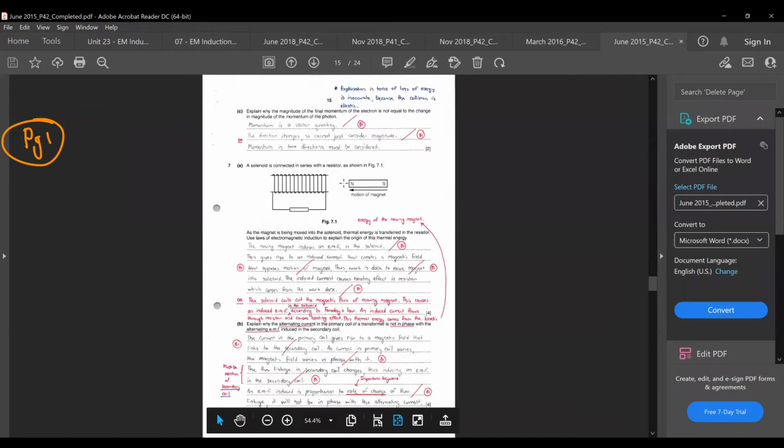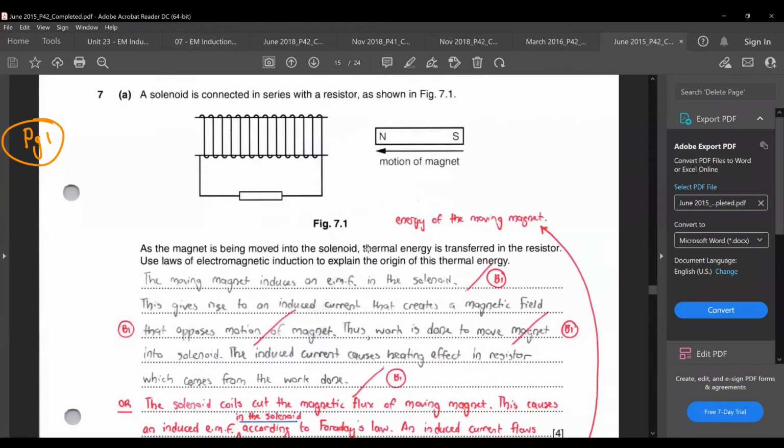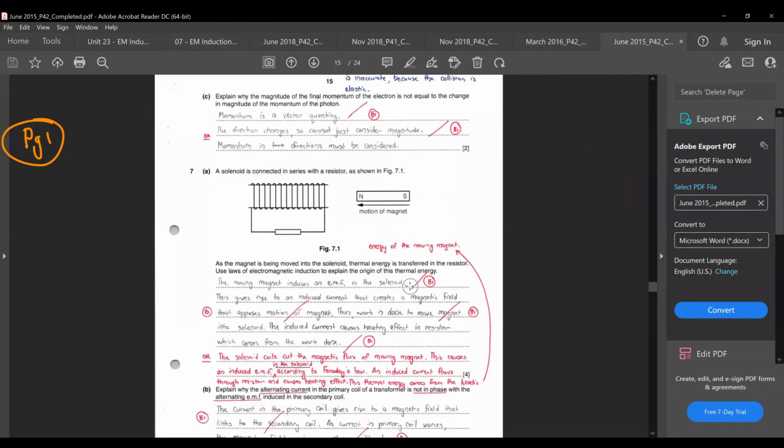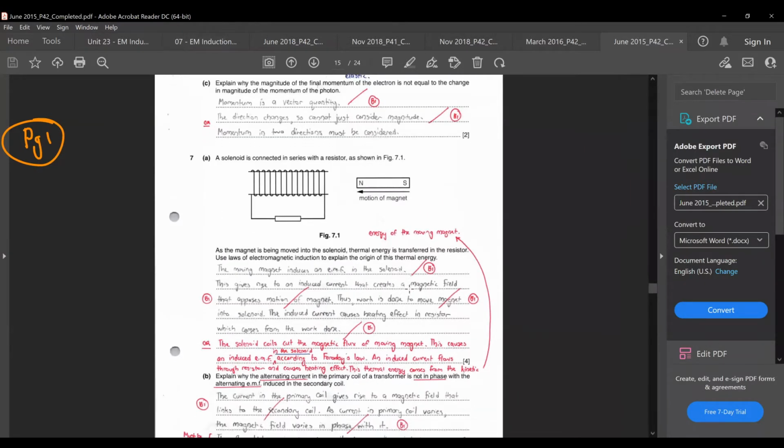Okay, right. So they tell you you have a solenoid that's connected in series with a resistor, as shown in figure 7.1. As the magnet is being moved into the solenoid, thermal energy is transferred in the resistor. Use laws of EM induction to explain the origin of this thermal energy.